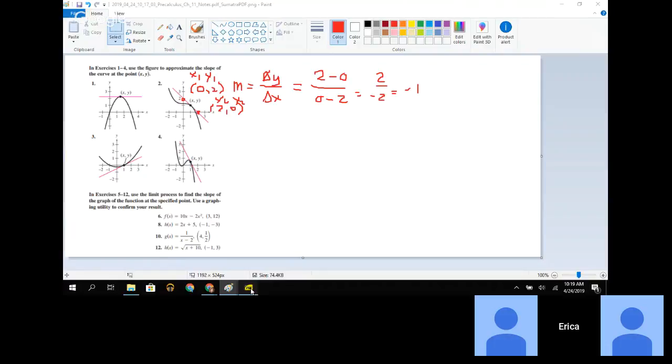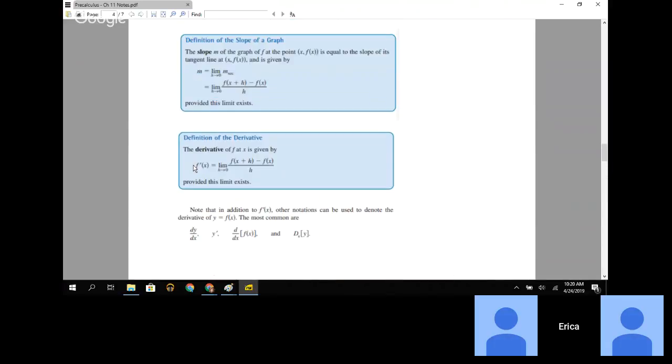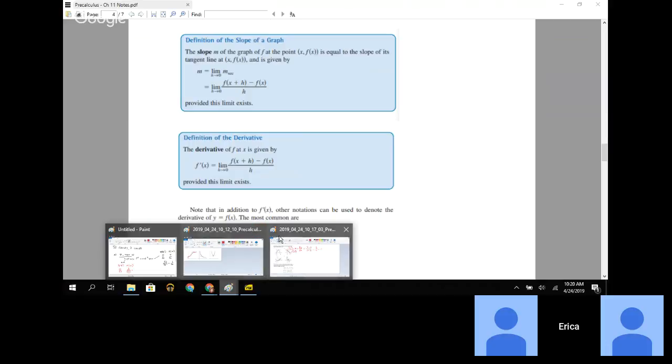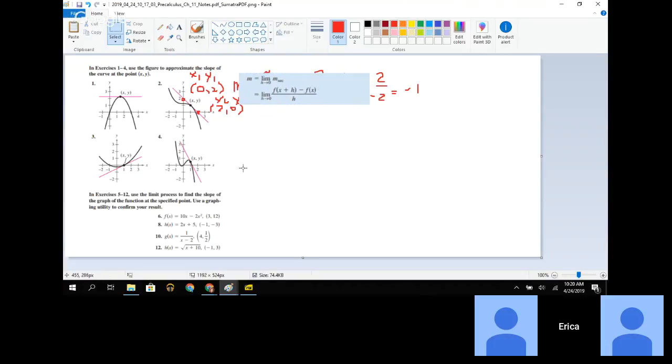So if we go back over here, we found that the slope is defined as this. So I am going to steal this so I don't have to rewrite it. We'll just put that right up here, kind of cover all that yuck up. Okay, so the slope is defined as the limit as h approaches 0 of f of x plus h minus f of x over h, right?